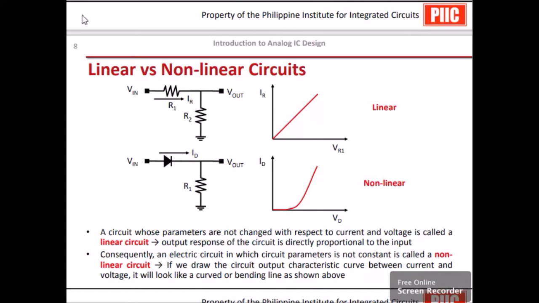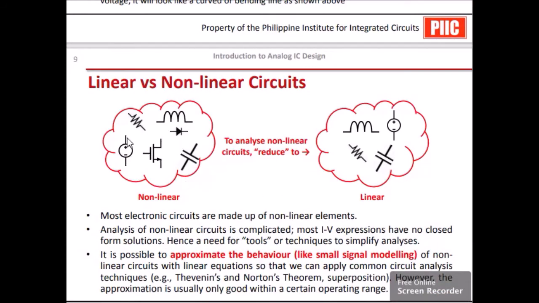We also have here linear versus non-linear circuits. When we look at linear circuits graphically, this is the graph. It is linear, so its characteristic follows a straight line. When our circuit is non-linear, the output looks like this. These are examples of our nonlinear circuits.